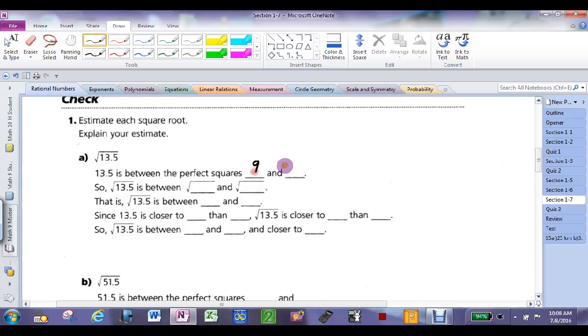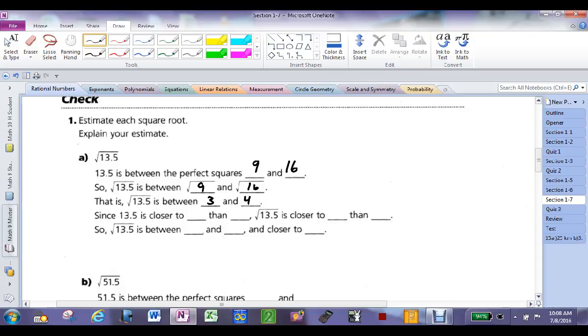It's between 9 and 16. So it's between the square root of 9 and 16. So it's between 3 and 4. So yeah, you just skip down to there. That's fine. That's what I want you to do. Remember, this is just for thinking. If you don't need all the blanks, do you have to fill them in?